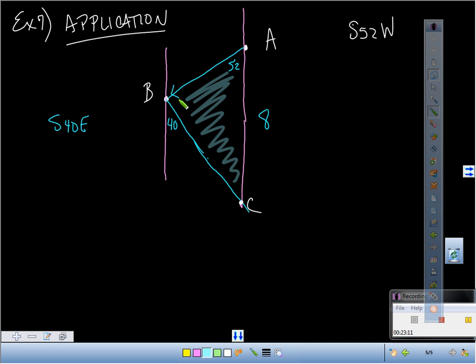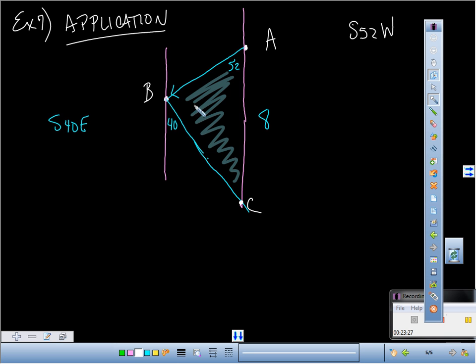Could I find this angle? Do I need this angle? Yes, you do. Okay? So, let's see. How are we going to find that angle? You're always going to find the part that's above it. Well, you know your side. You can do it.